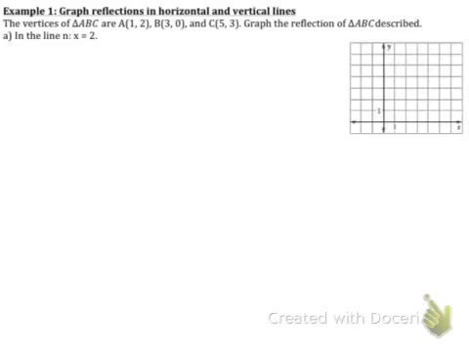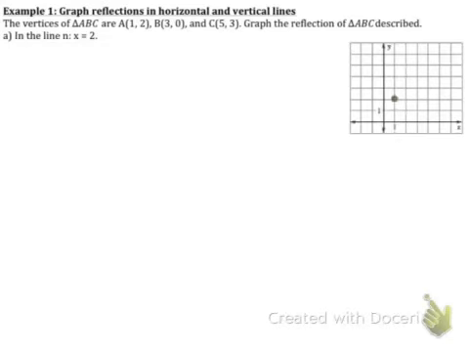Example 1. Graph reflections in horizontal and vertical lines. The vertices of triangle ABC are A (1, 2), B (3, 0), and C (5, 3). Graph the reflection of triangle ABC described. We are graphing the reflection over the line x equals 2. First things first, let's graph our points.